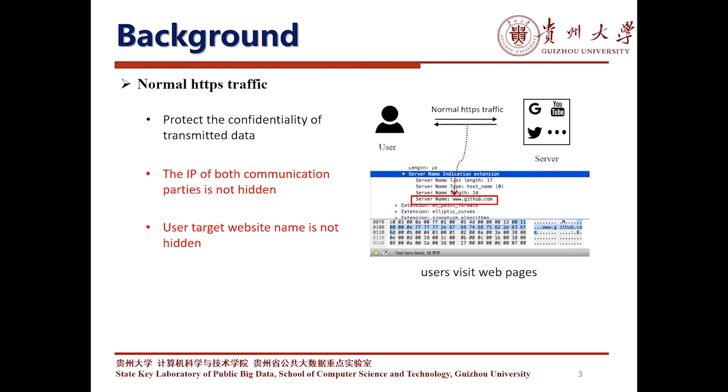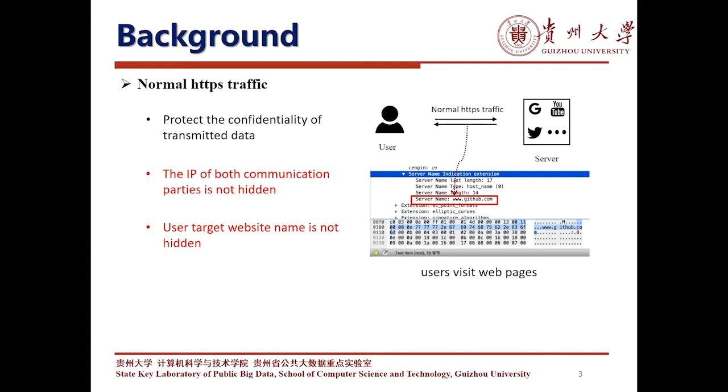At present, we basically use the HTTPS protocol when visiting a website. It encrypts the transmitted data, which prevents the transmitted data from being stolen by others. However, some other information can still be obtained by others. In this picture, we can directly obtain the IPs of both sides of the communication and the website name visited by the user using packet capture by Wireshark.